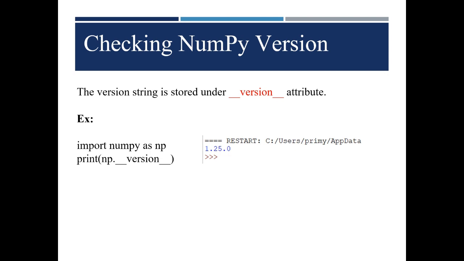Checking the numpy version is very simple. Just print np.__version__. It will give you the version of the current numpy which you are using. Here it is 1.25.0.